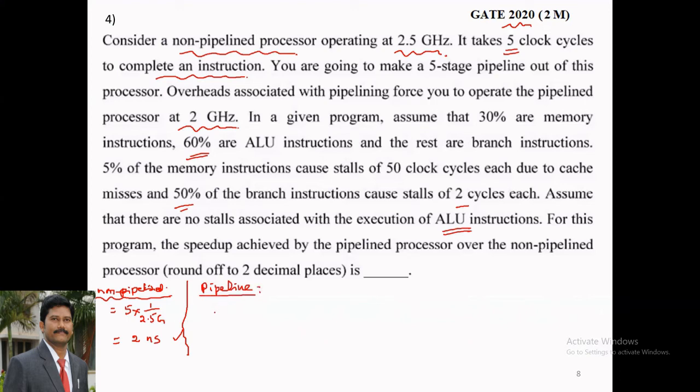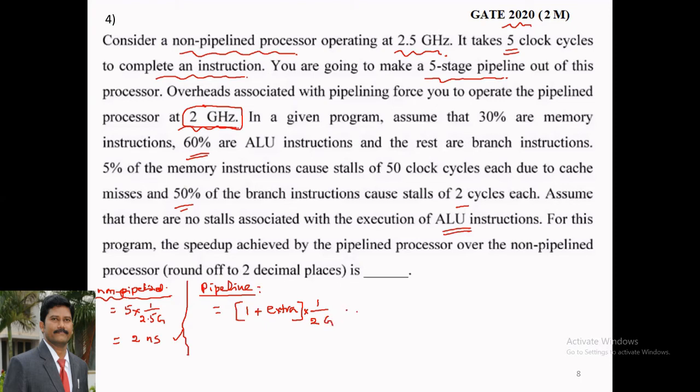processor, the time it takes to execute one instruction is generally 1, because 5 stages are there, it will take only 1 clock cycle because of the pipelining, 1 clock cycle plus some extra time, plus some extra time into 1 by the clock frequency, 1 by 2 gigahertz. Because of some overhead, we need to reduce it to 2 gigahertz, that is 2 giga.